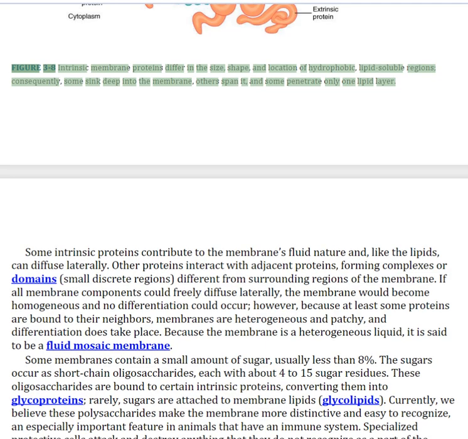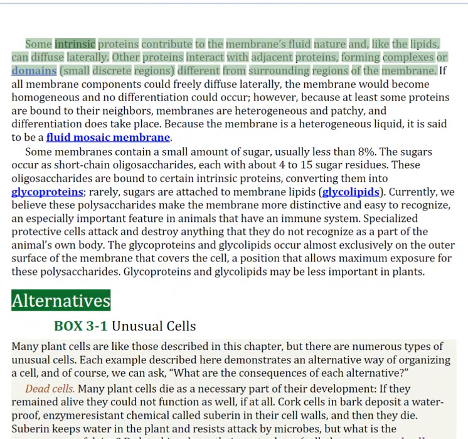Figure 3.8. Intrinsic membrane proteins differ in the size, shape, and location of hydrophobic, lipid-soluble regions. Consequently, some sink deep into the membrane, others span it, and some penetrate only one lipid layer. Some intrinsic proteins contribute to the membrane's fluid nature and, like the lipids, can diffuse laterally. Other proteins interact with adjacent proteins, forming complexes or domains different from surrounding regions of the membrane.